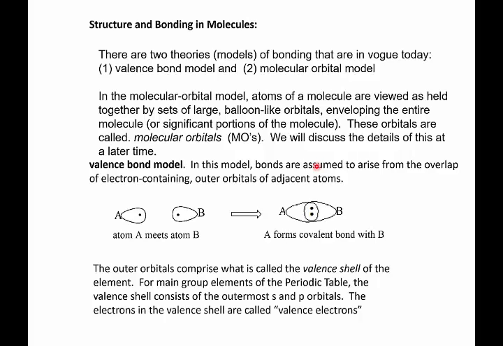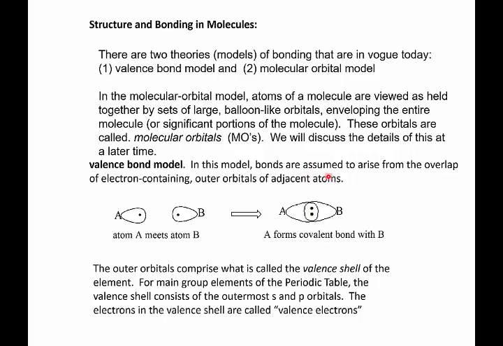In the molecular orbital model, the atoms of a molecule are viewed as held together by sets of large balloon-like orbitals that envelop the entire molecule, or at least significant portions of it. These orbitals are called molecular orbitals. Now we're going to talk about molecular orbitals, but that'll be down the road a bit. What I want to go into right now is the valence bond model.